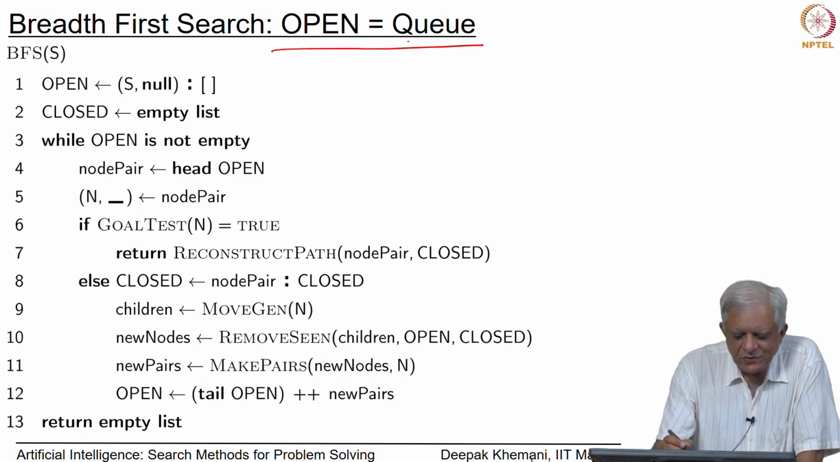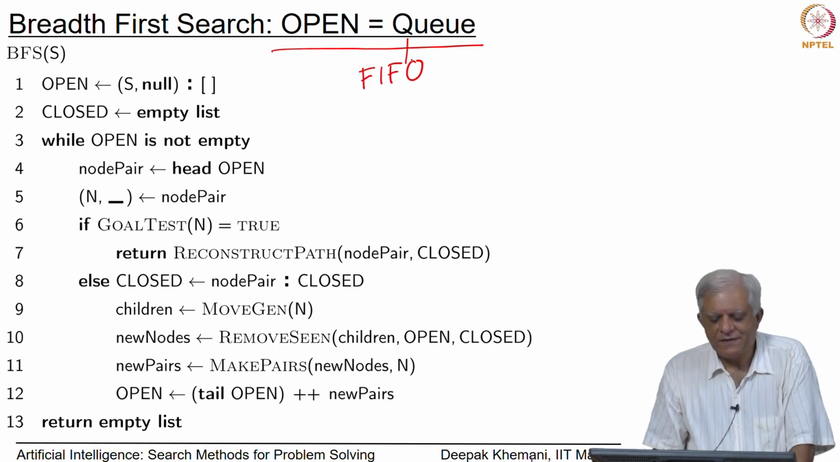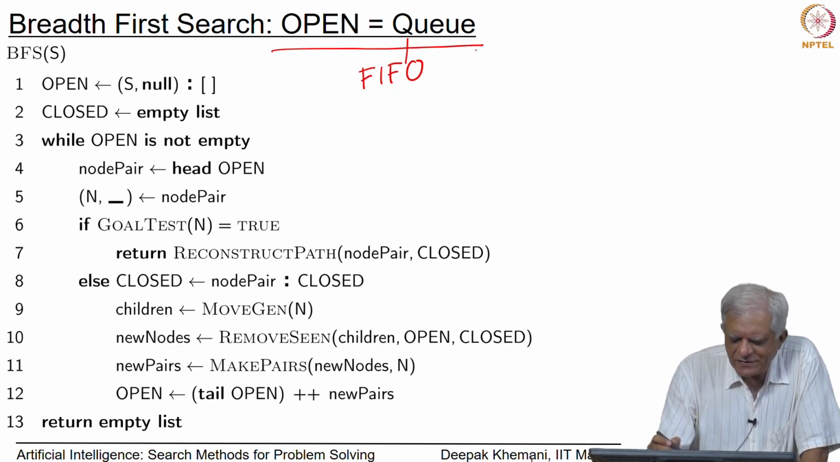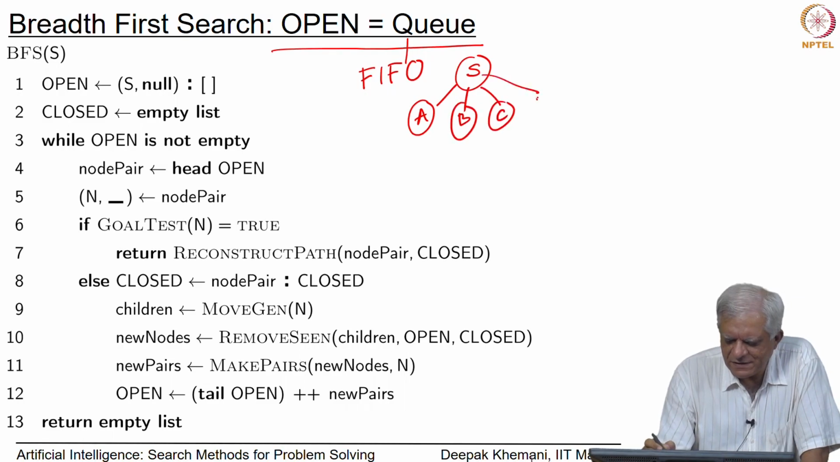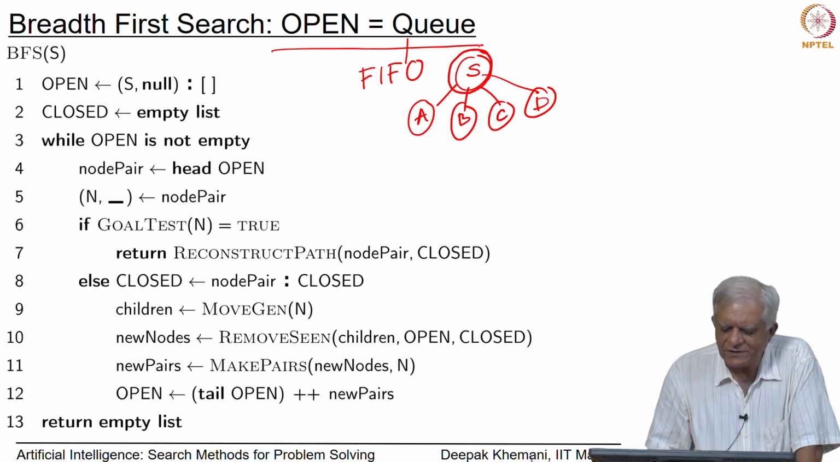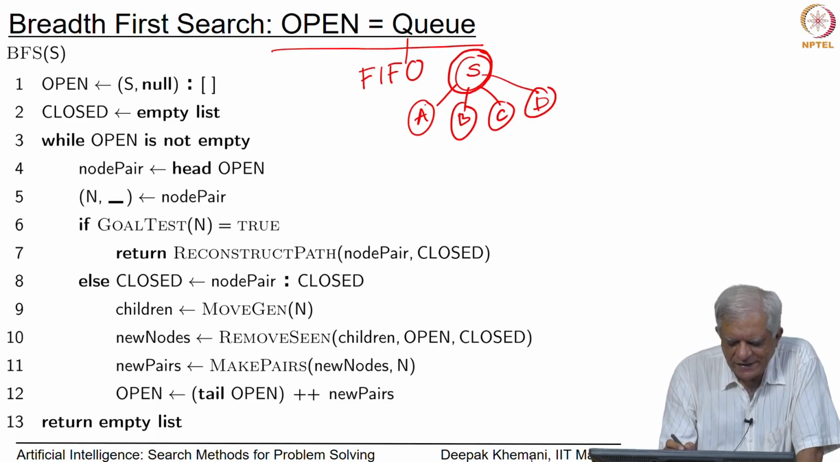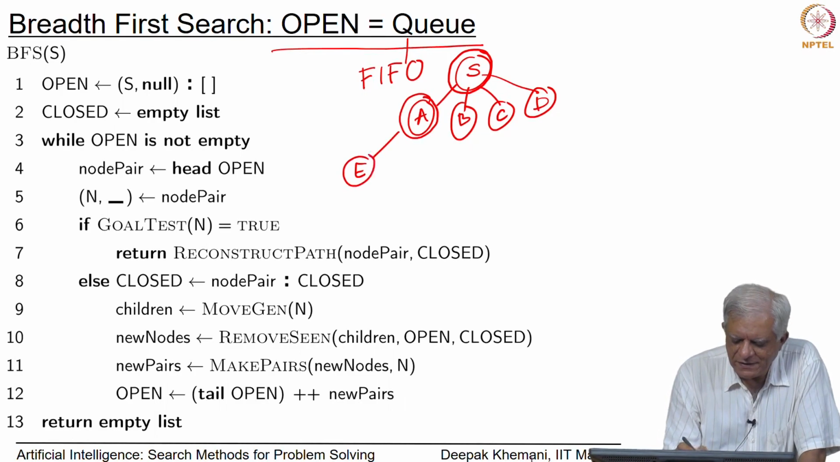When we treat open as a queue, the queue has a property of first in first out, which means that the first nodes to go in are the first ones to come out. So, if you just look at the example that we have been talking about, if we have S and A and B and C and D. So, when we have put S into closed and A, B, C, D are in open, the head of open is always A. So, we will always put A into closed and we will generate the children of A, let them be E and F, let us say.